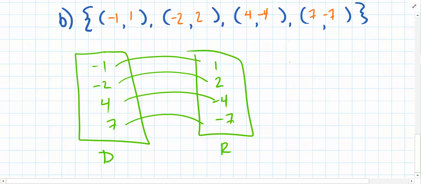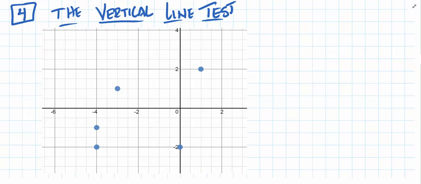All right, the next topic that we talk about, box number 4, is something called the vertical line test. The vertical line test is used when you're looking at graphs of functions. Graphs of functions don't necessarily have to be lines. They could be plots, like this right here, points on the plane. So I have graphed a relation, and we're going to use the vertical line test to determine whether or not this picture represents a function.